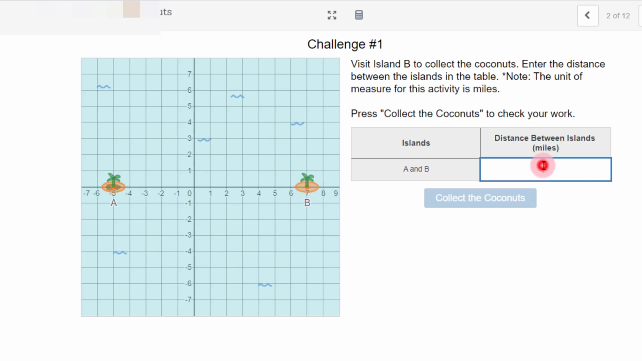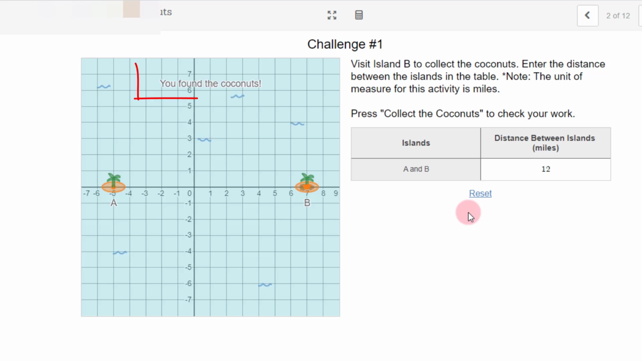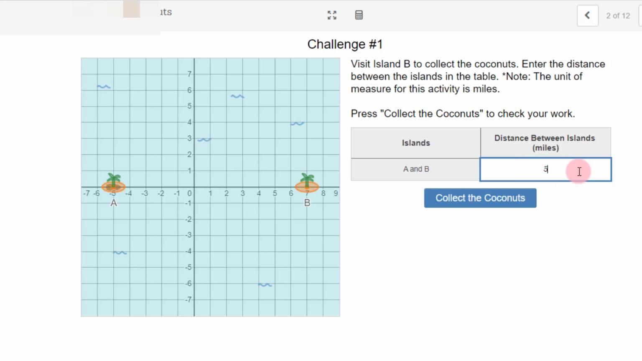Now you can also just have the students see if they can determine this on their own, and they can just type in their answer here, and it'll say collect the coconuts. And here it has this little boat that comes over that if they do it correctly, it'll actually tell them you found the coconuts, right? And if I would have maybe put something that was less, let's just say I put 5.